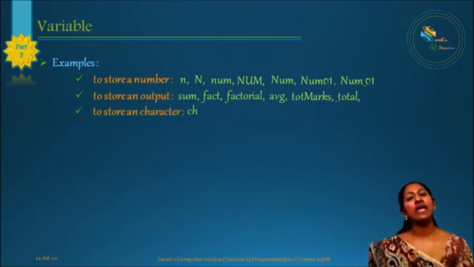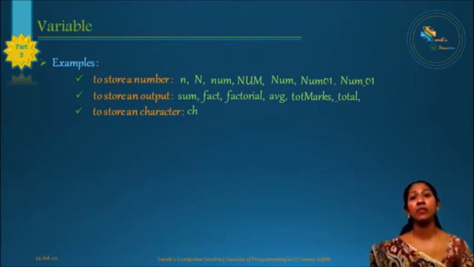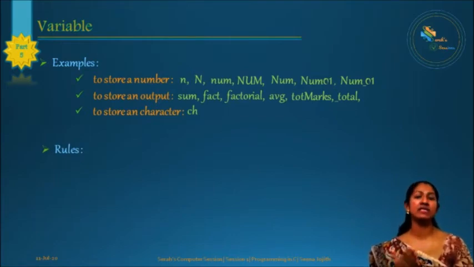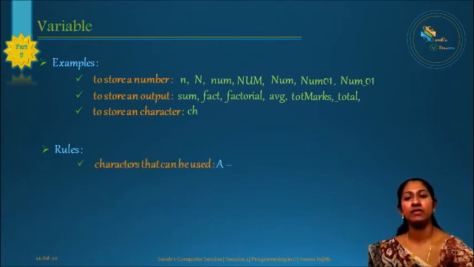Now to store a character, you can use ch. Ch is the common usage when we have to store a character, or you can use any single character like x, y, or something like that. But always remember that character values should be enclosed within single inverted commas. Okay. Now next we'll see the basic rules when we create names for variables.